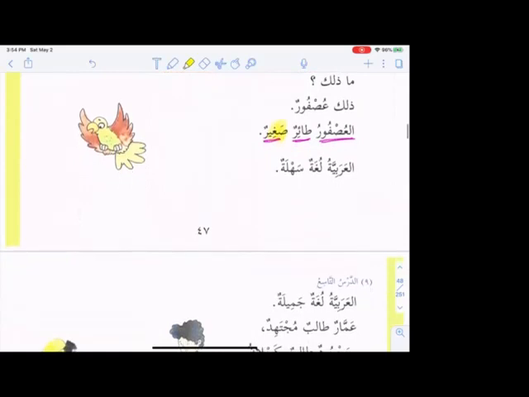Oh, I like this sentence. I love this sentence. Al-Arabiyatu. What a beautiful sentence. What is Al-Arabiyatu, my brother and sister? The Arabic. What is this? Lugatun. Lugatun. The Arabic is an easy language.